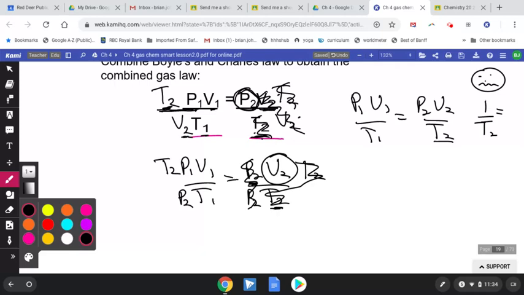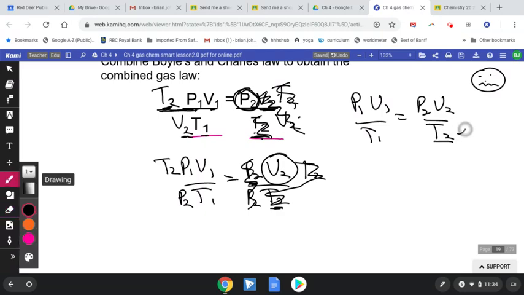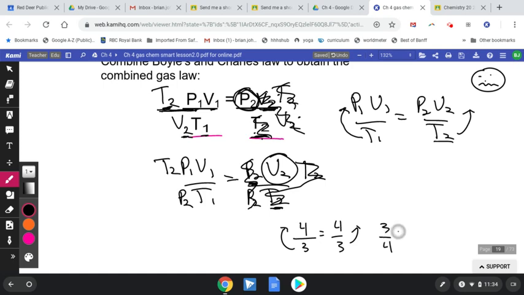So the solution to this is actually quite simple. You can use this in physics as well. If your unknown variable is on the bottom, you flip the entire equation. So I think I showed you the math the other day. 4 over 3 equals 4 over 3. If I flip both sides, the statement is still true. So same thing here. I flip both sides. So now it's T1 over P1V1 equals T2 over P2V2.